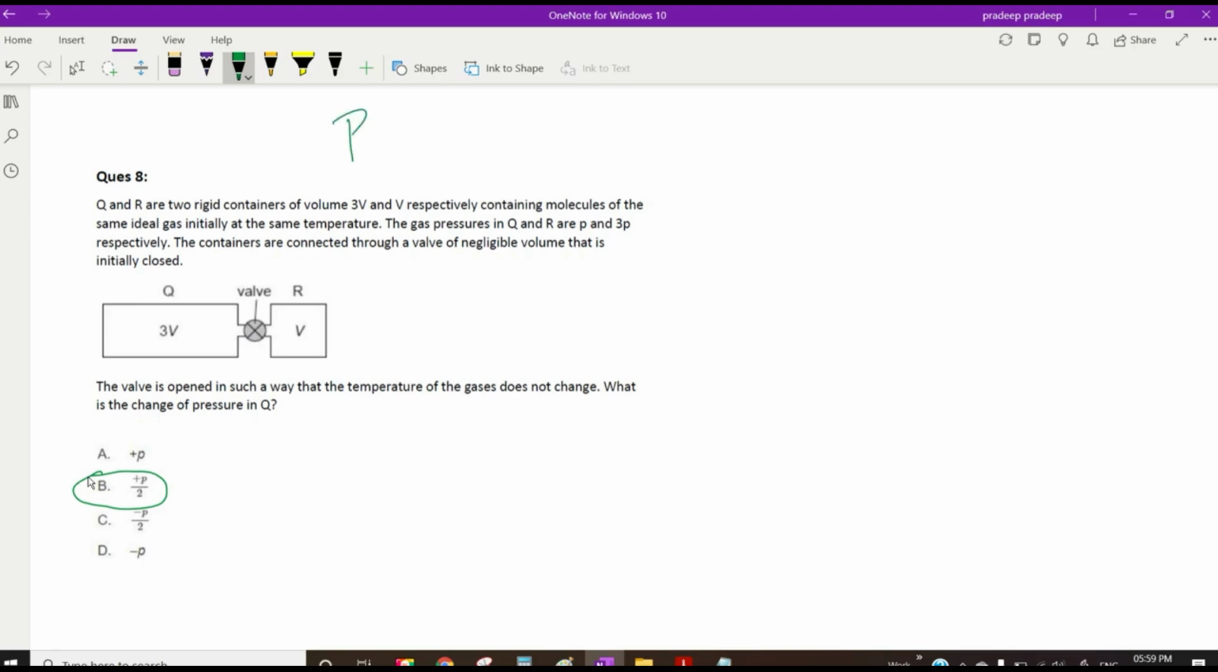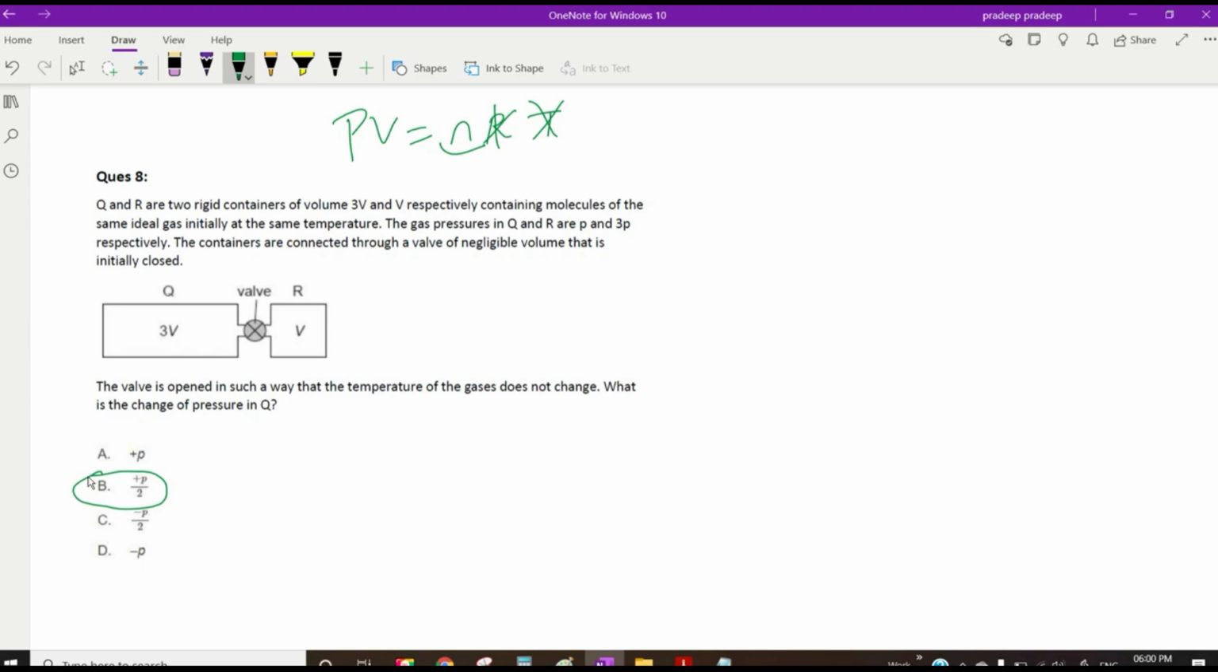Because the ideal gas equation is PV equals nRT. If your temperature is constant, R is anyways constant, but still this n is there. Yes, sir. So we cannot equate P and V for both the sides. You would have to add both the equations together.